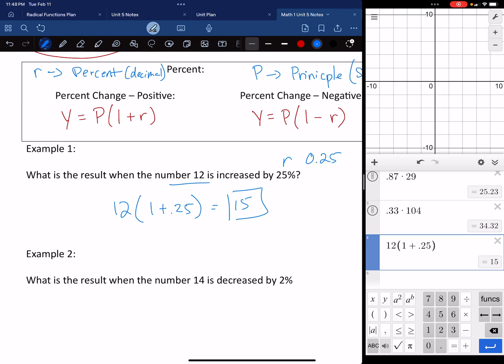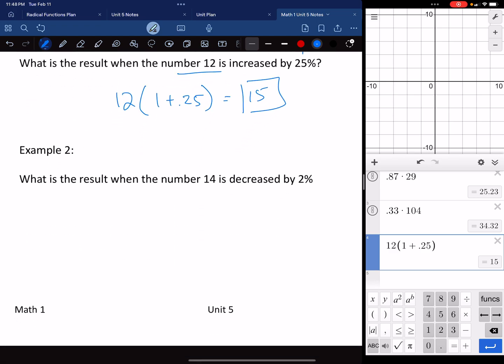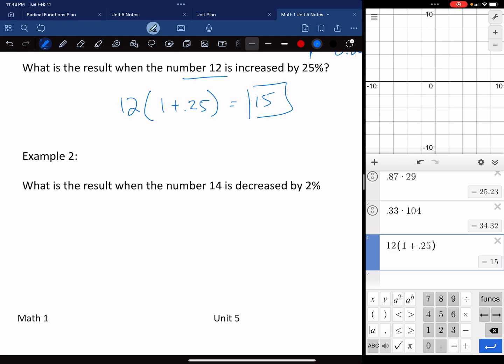Okay. All right. So now let's look at example 2. What is the result when the number 14 is decreased by 2%, right? Again, if you have a decimal, do not round it. Okay. So we have 14, I'm decreasing. We see the word decrease, I'm going down, so I'm going to subtract. 2% is just going to be written as 0.02. And this is going to be my starting amount.